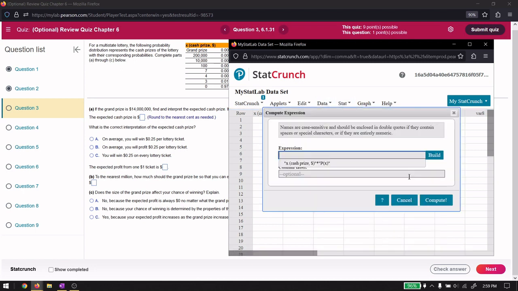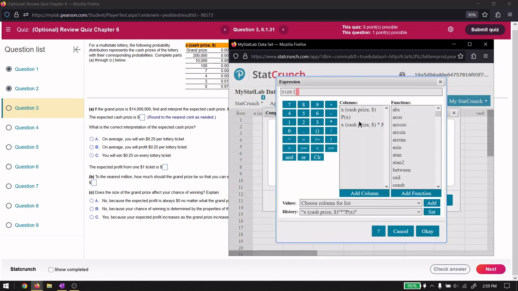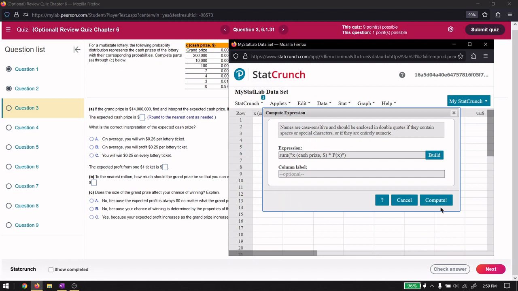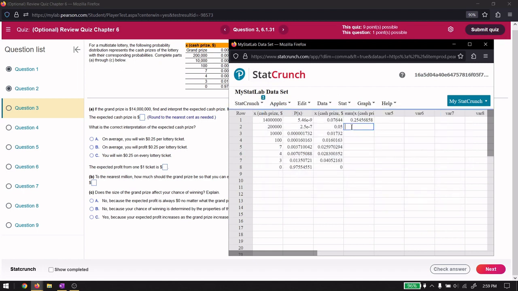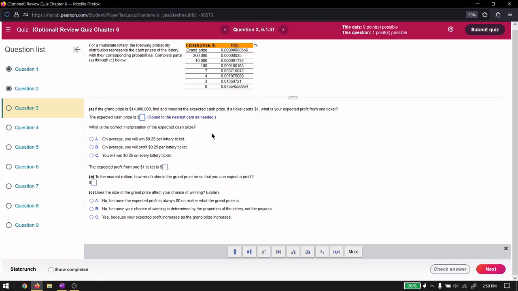I could have done this all in one go. I could have just done the sum of these, I'll just build it. But you can take it in steps. You can do whatever you want. And here we go, we get 0.25456. It wants the nearest cent, so 0.25. In other words, the expected prize is going to be 25 cents.